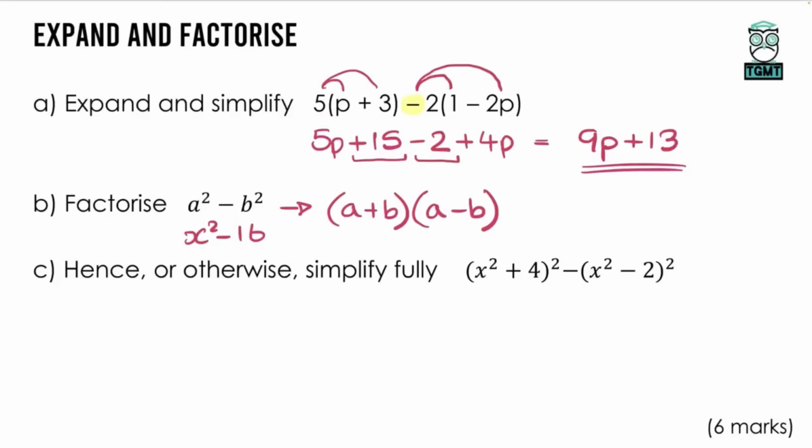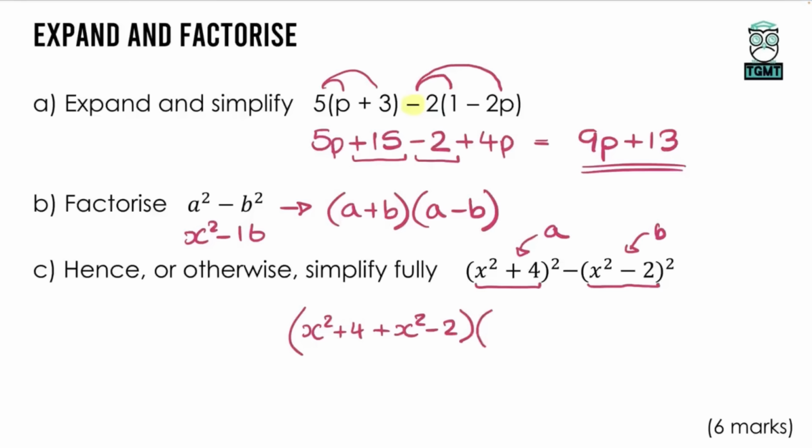Now this here, we have this x squared plus 4, that's just our a. And then we have this x squared minus 2, and that would be our b. So all we need to do is replace the a's and b's in our previous answer, the a plus b, a minus b, with these new pieces. So if we start with the a plus b, well, a is x squared plus 4, so x squared plus 4, and then we're adding b to that, so adding x squared minus 2, and that's our first bracket done.